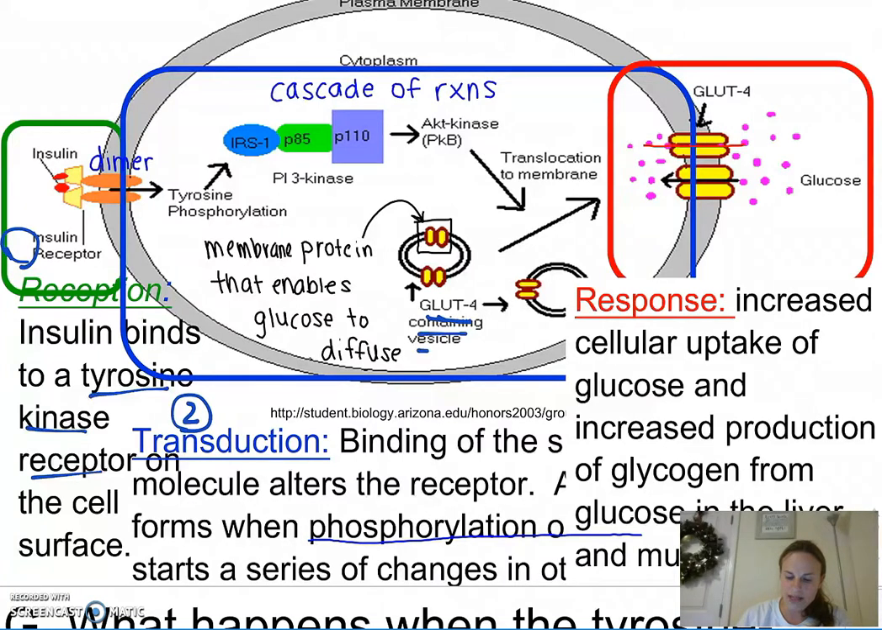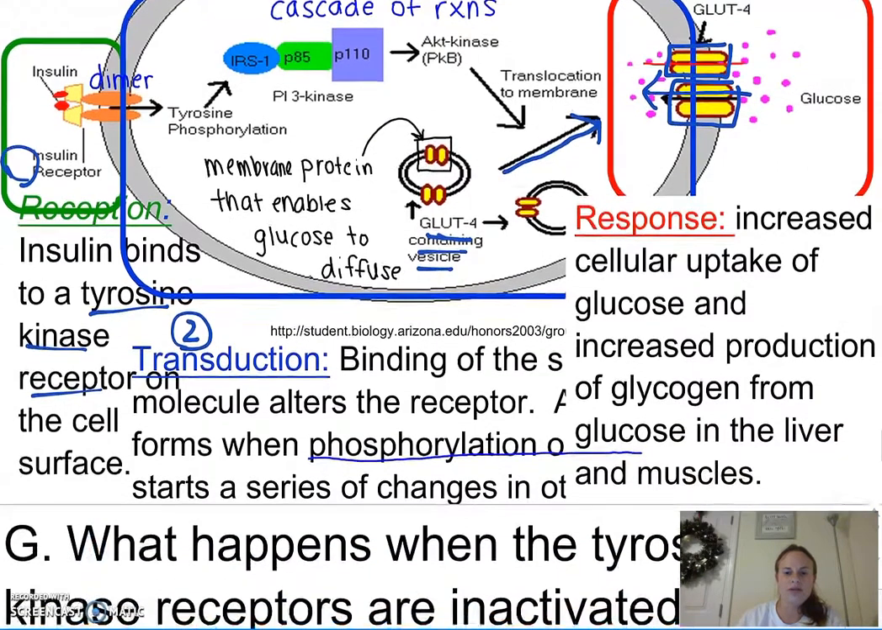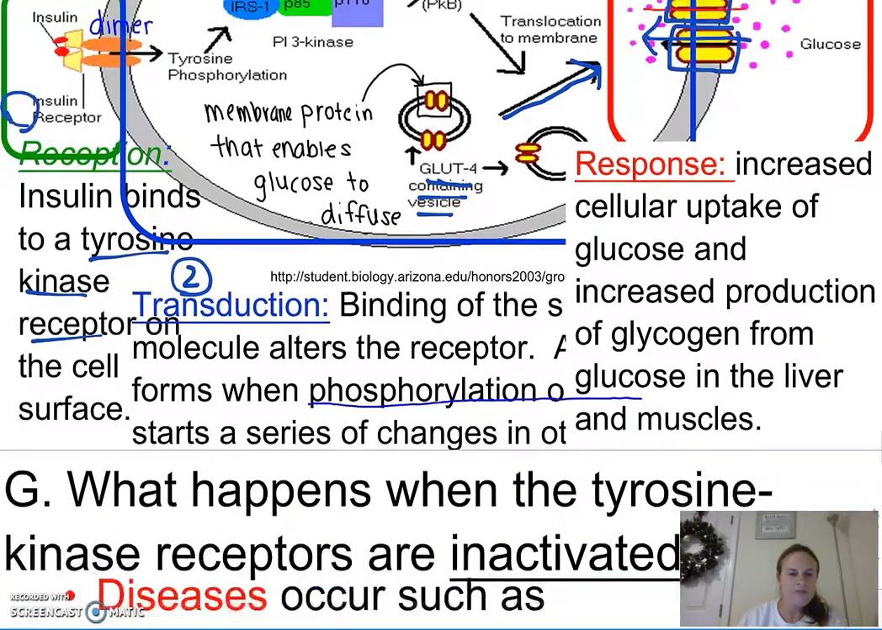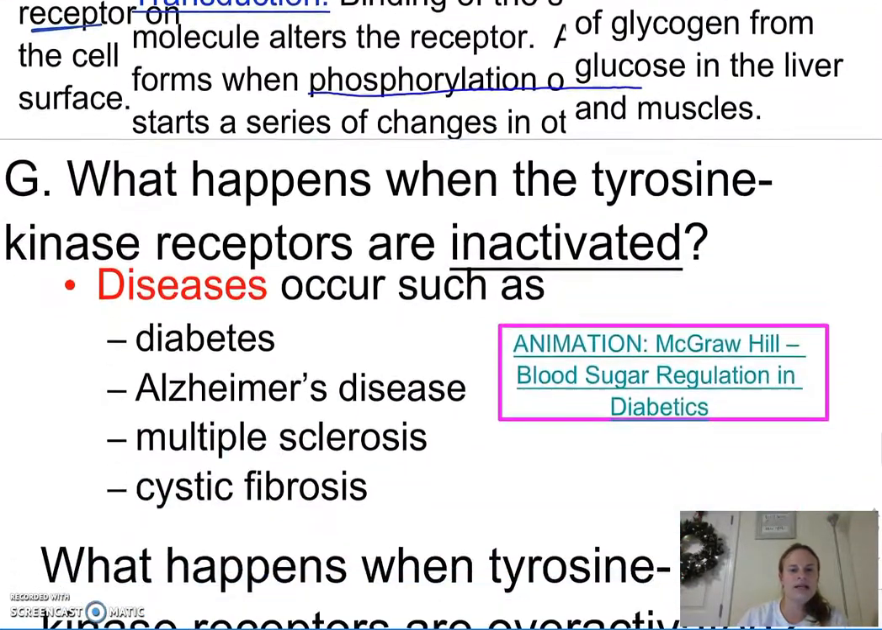This GLUT4 containing vesicle is going to translocate to the membrane, and those GLUT4 are going to be embedded into that cell membrane. The GLUT4 is a channel protein, which enables glucose to be reuptaken by the cell. This is inside the cell, inside the cytoplasm. So that means increased cellular uptake of glucose and an increased production of glycogen from that glucose in the liver and in the muscles.